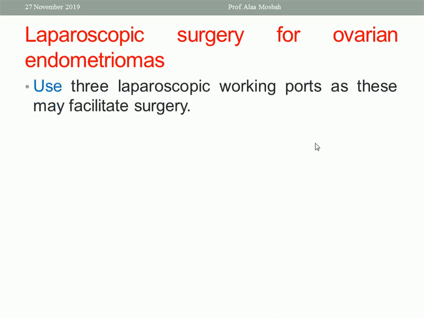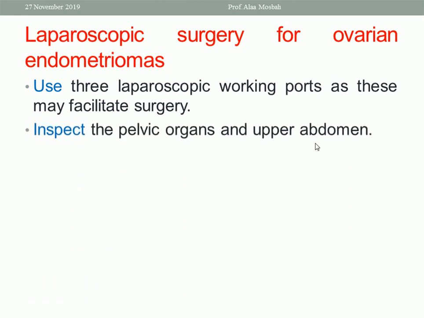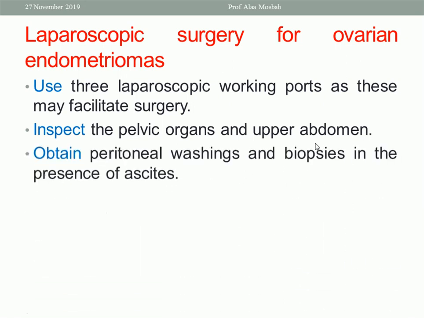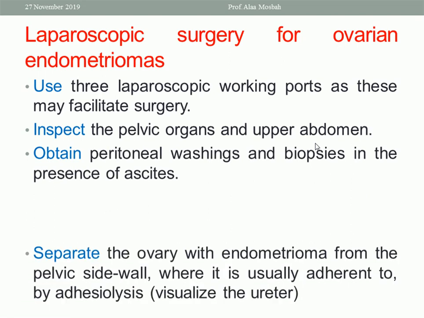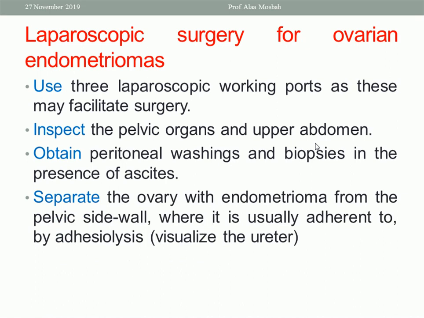Let us go to laparoscopic surgery for ovarian endometrioma. First, use 3 laparoscopic working ports, as these may facilitate surgery. Yes. Inspect the pelvic organ and the upper abdomen. You can go clockwise or anti-clockwise. Do an inspection to the whole pelvis and the abdomen. Obtain peritoneal washing and the biopsies if you found ascites. Very important. And send for cytological analysis.